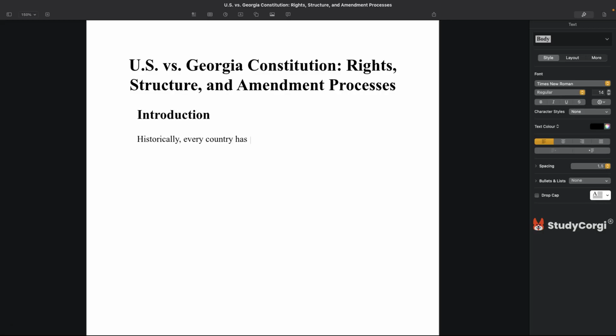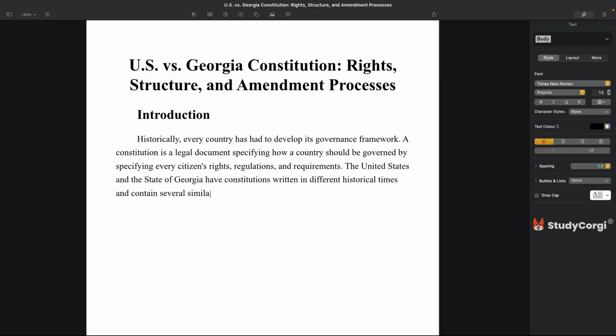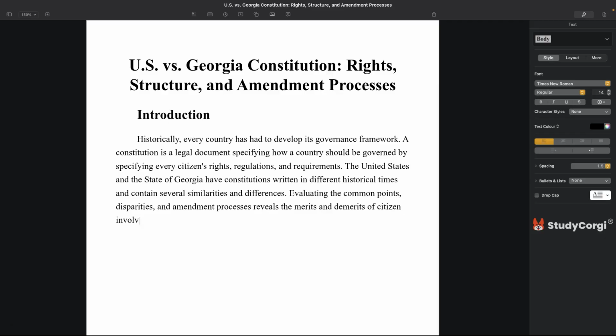Historically, every country has had to develop its governance framework. A constitution is a legal document specifying how a country should be governed by specifying every citizen's rights, regulations, and requirements. The United States and the state of Georgia have constitutions written in different historical times and contain several similarities and differences. Evaluating the common points, disparities, and amendment processes reveals the merits and demerits of citizen involvement in the constitutional amendment process.